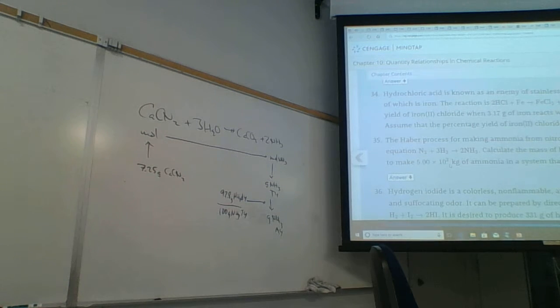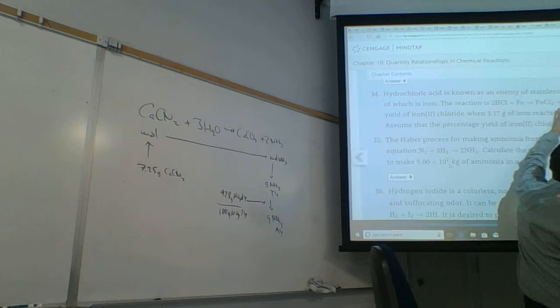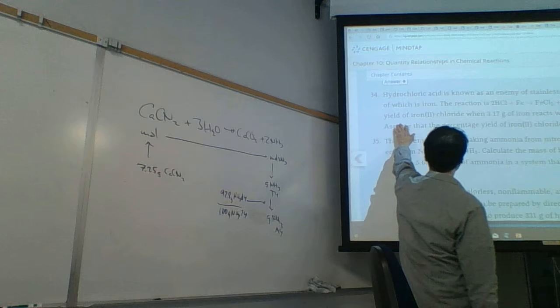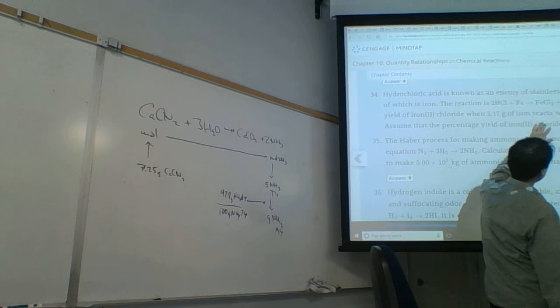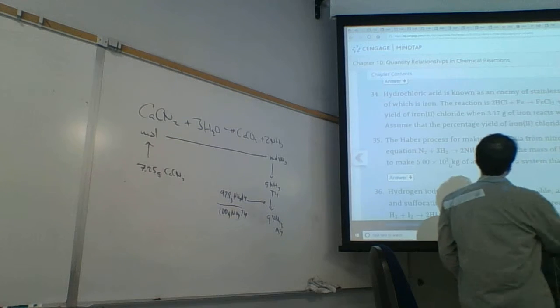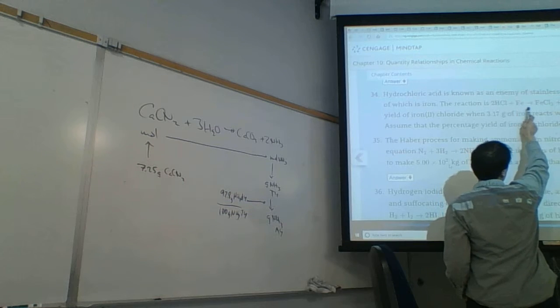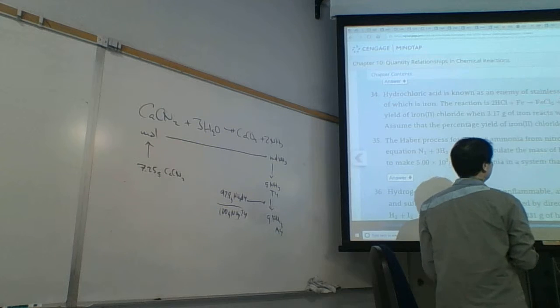Hydrochloric acid is known as an enemy of stainless steel, the primary component of which is iron. The hydrochloric acid is going to attack iron. This is going to be a single replacement reaction here. Iron is more active than hydrogen, so this is the driving force for this single replacement reaction. What will be the actual yield of iron(II) chloride when 3.17 grams of iron reacts with excess hydrochloric acid? So if 3.17 grams of iron react, we go from grams of iron to moles of iron, moles of iron to moles of iron(II) chloride, moles of iron(II) chloride to grams of iron(II) chloride. But that's what we call the theoretical yield.